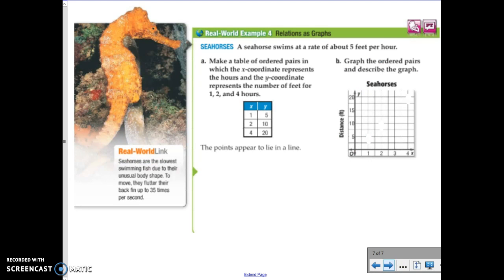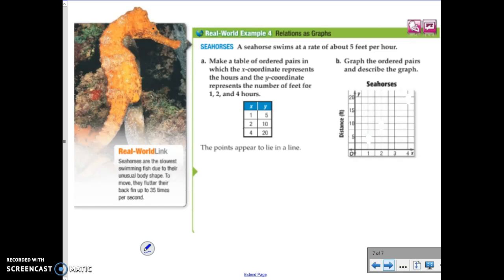All right, so the last example that we're going to talk about says a seahorse swims at a rate of about 5 feet per hour. In A, it asks us to make a table of ordered pairs in which the x-coordinate represents the hours and the y-coordinate represents the number of feet for 1, 2, and 4 hours. And then don't forget about B. B says graph the ordered pairs and describe the graph.